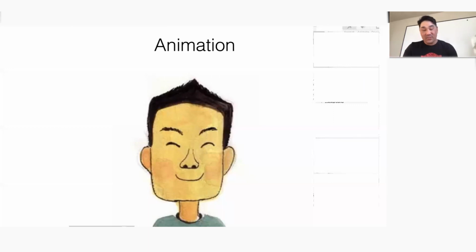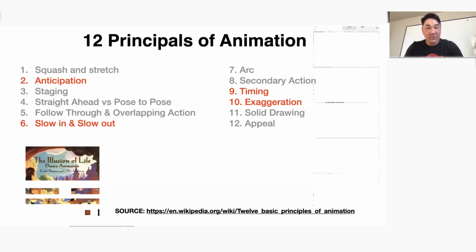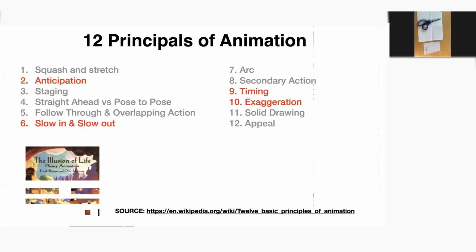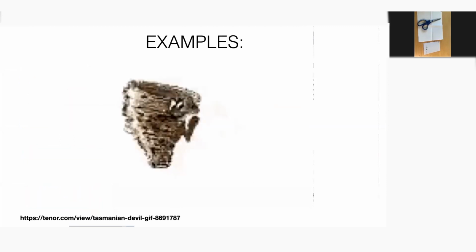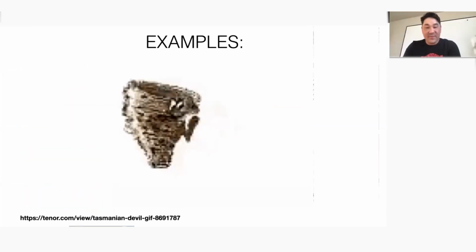But in animation class, this is kind of a preview of the full class. In the full class, we go through the 12 principles of animation. Today, we're going to talk about anticipation, slow in, slow out, timing, and exaggeration. And we're going to do this through animating a transformation.